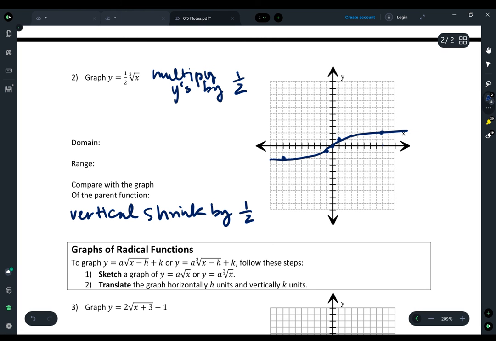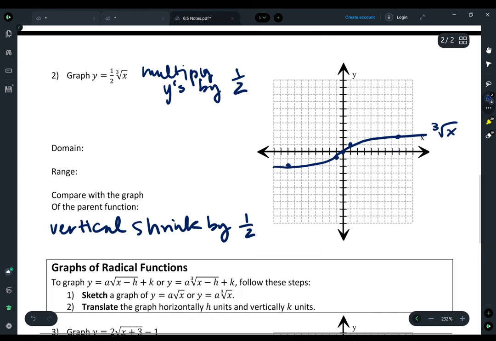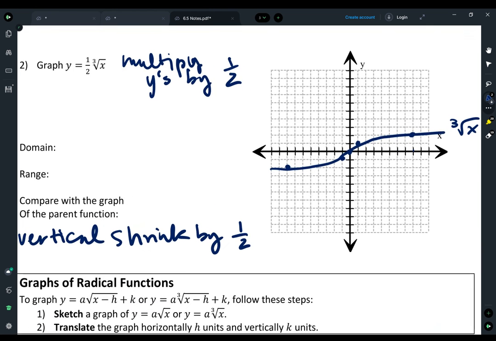This one's going to be harder to see. 1/2 is going to be kind of tricky. So this is the cube root of x. But then if I am vertically shrinking this, all of my y's are being multiplied by 1/2 or divided by 2. So instead of having a point at 2, it's going to be at 1. Instead of having a point at 1, it's going to be at 1/2. So I am just kind of shrinking that down.